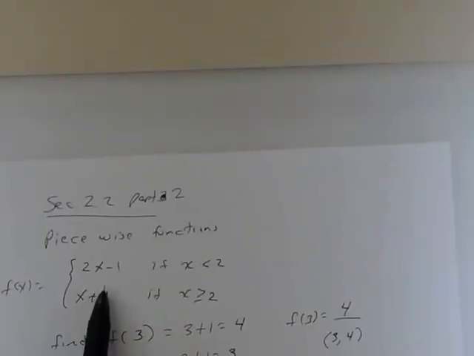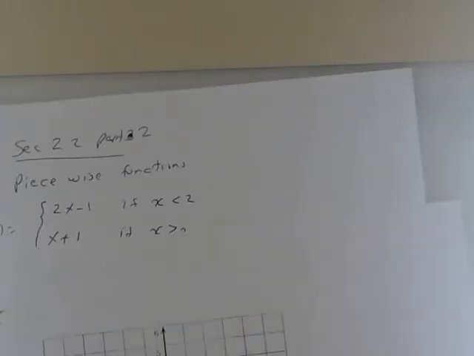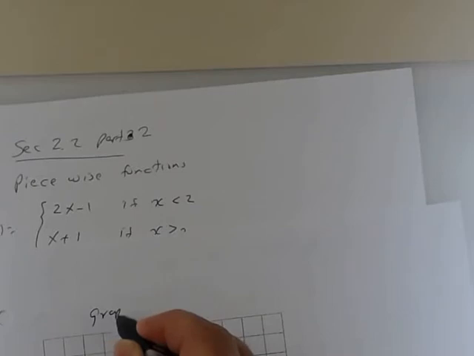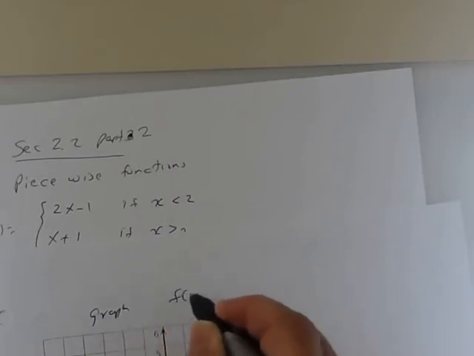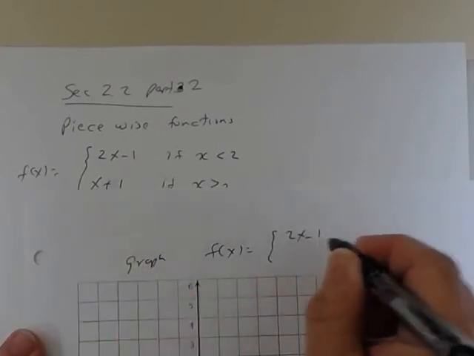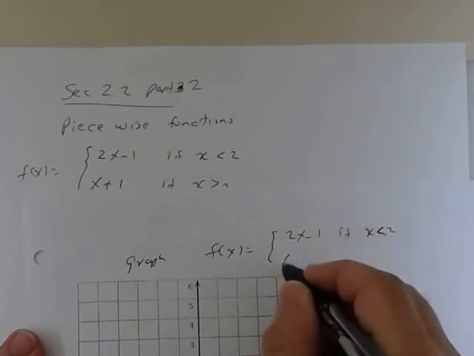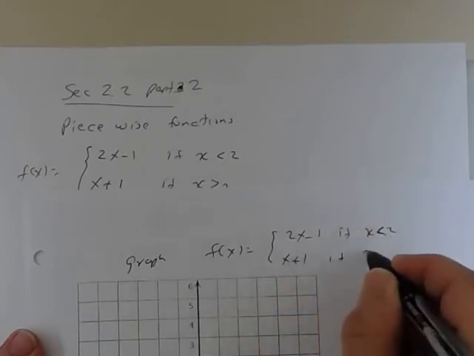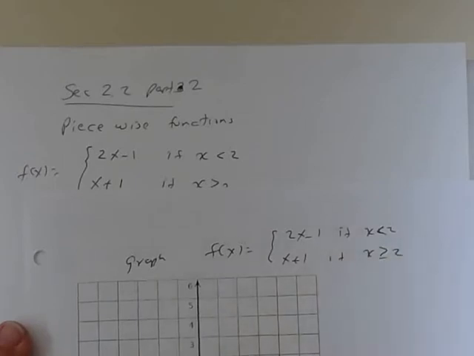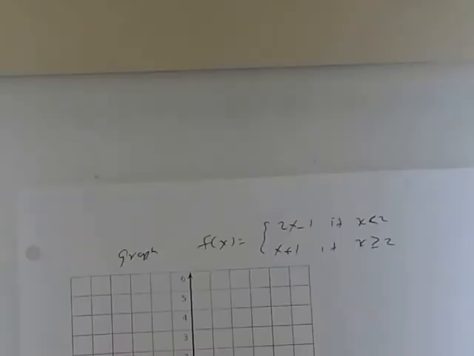See this right here? So let's go ahead and graph this one. So this is going to be, this one here, I'm going to say graph f of x equal this one here. So 2x minus 1 if x is less than 2. And then x plus 1 if x is greater than or equal to 2. Okay? All right, so here's the approach you would take with this.